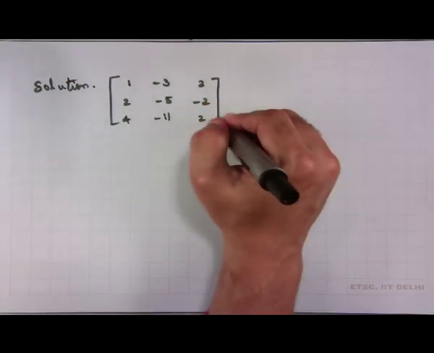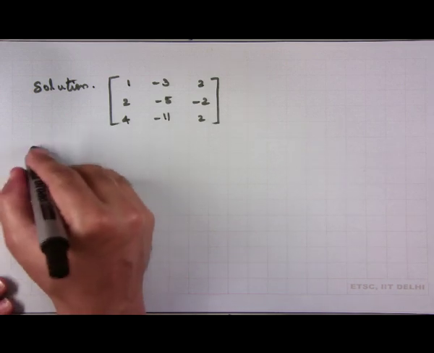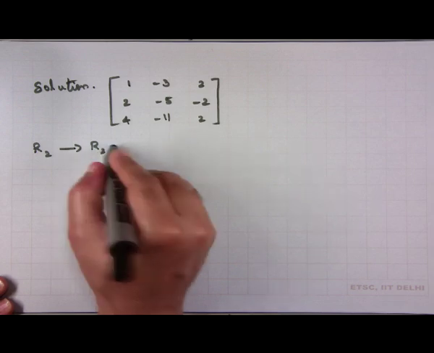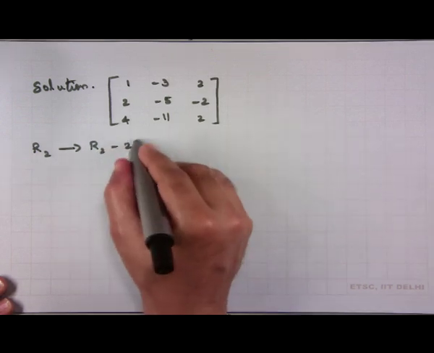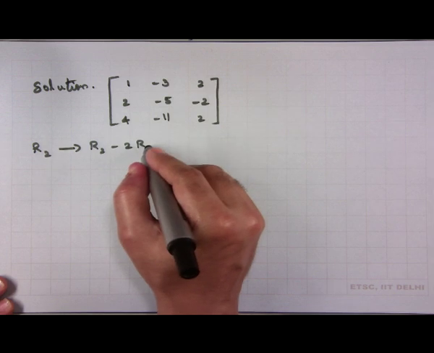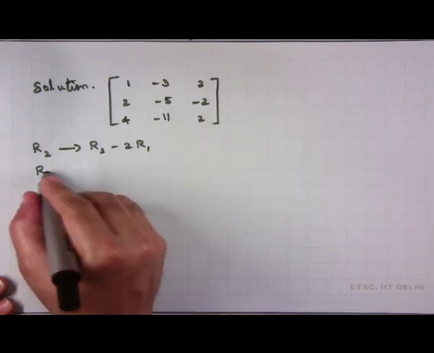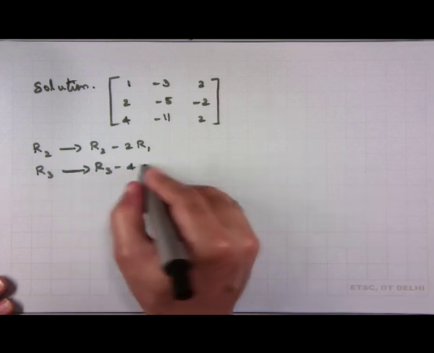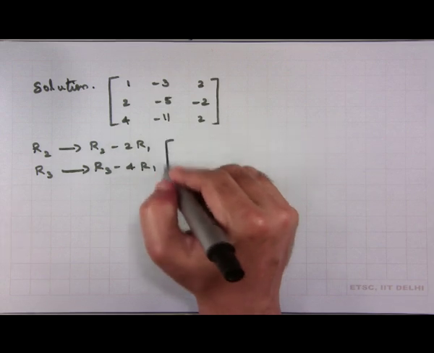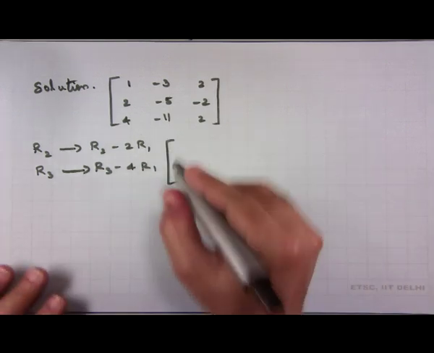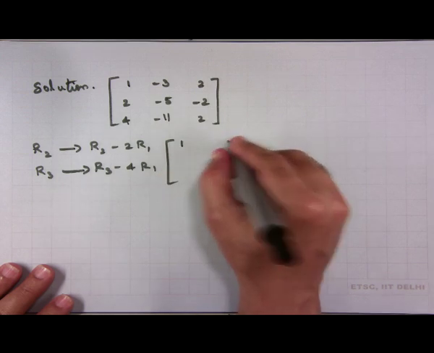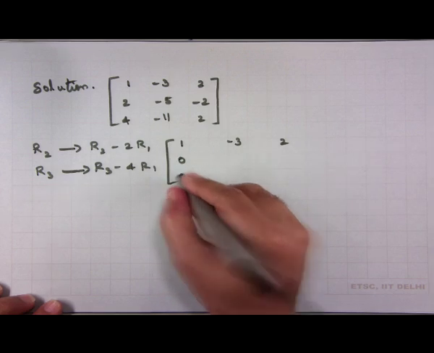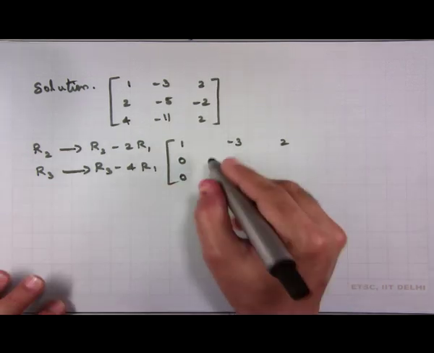Now, let us try to convert this into its RRE. R 2 is replaced by R 2 minus 2 times R1, R3 is replaced by R3 minus 4 times R1. Let us do the following operations. The first row remains unchanged. The first column will have zeros. Now, let us do the things.